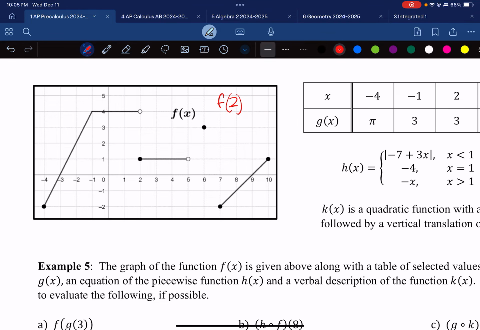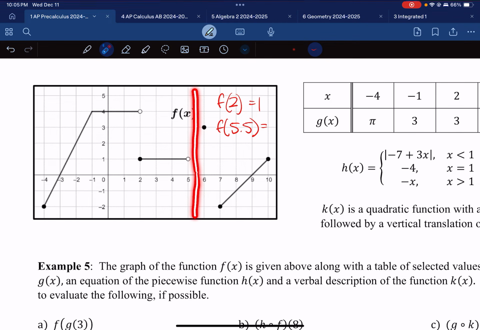But let me ask a harder question. I'm going to go ahead and erase this in a second. This is just for instructional purposes only. What about something harder? What about f of 5.5? What do you do here? Well, you clearly say, okay, Mr. Sindel, 5.5 is right there. And you go up to a height of, okay, no, you go down to a height of, there is no height, which means it's undefined.